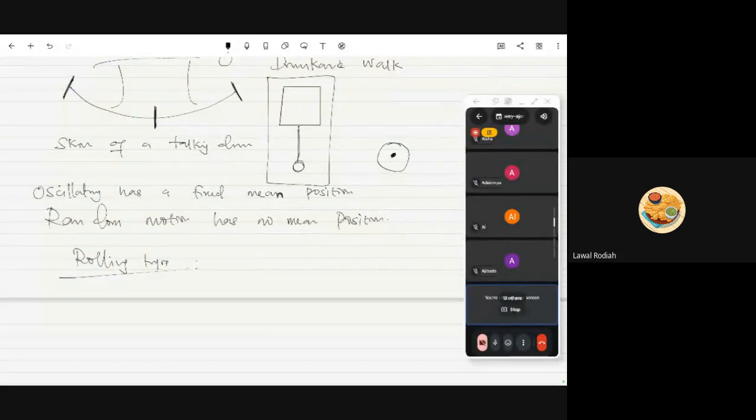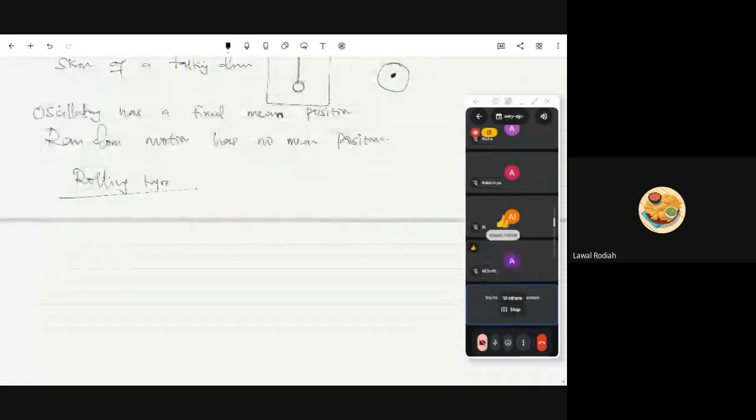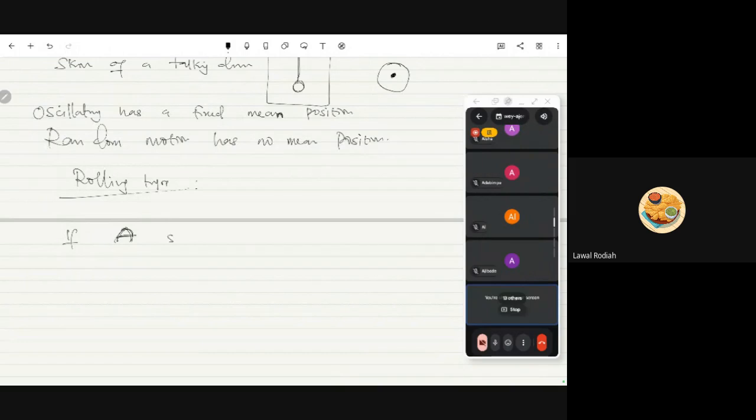Now, let's take two key points. If a passenger, person A, is sitting in a bus, this person is at rest relative to the bus.